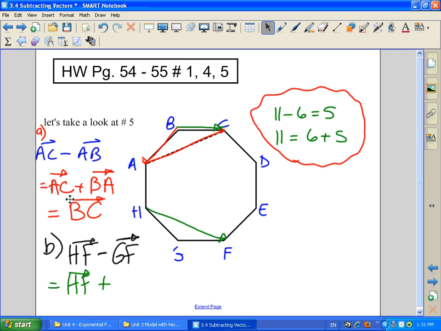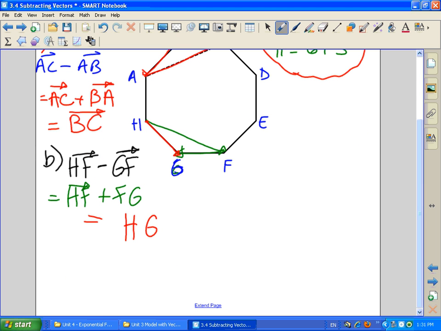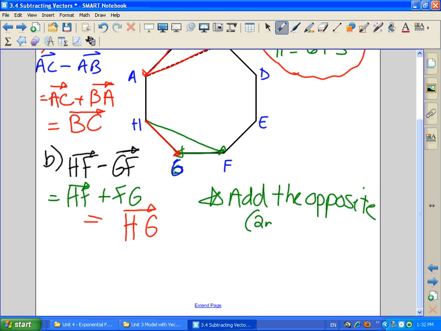So let's change that to FG. Now we're looking better. So FG means that now that I'm adding, how do I fix this? Well, again, the result is going to be from the tail to the tip. So what does this equal? This equals vector HG. Give some thought to that, ladies and gentlemen. Remember, we're going to add the opposite, and that's on the second vector.